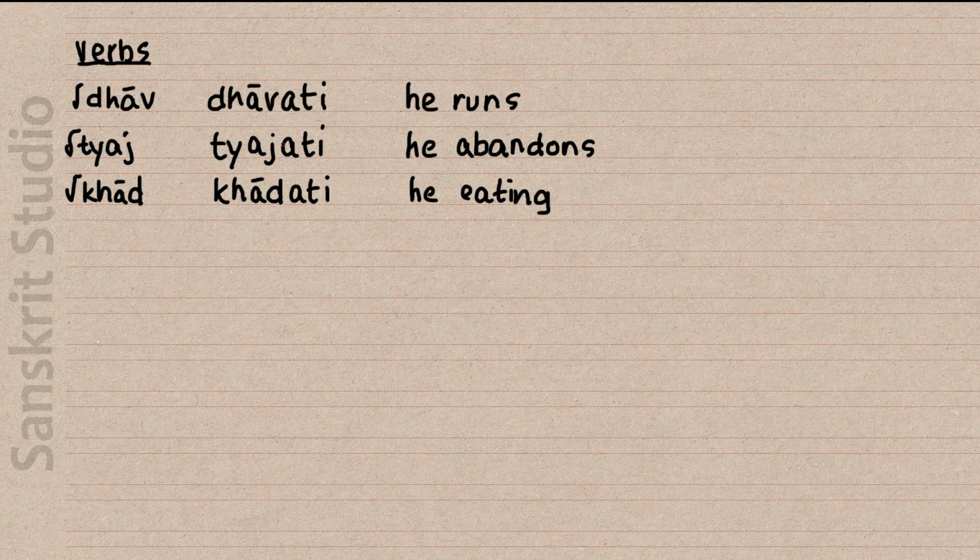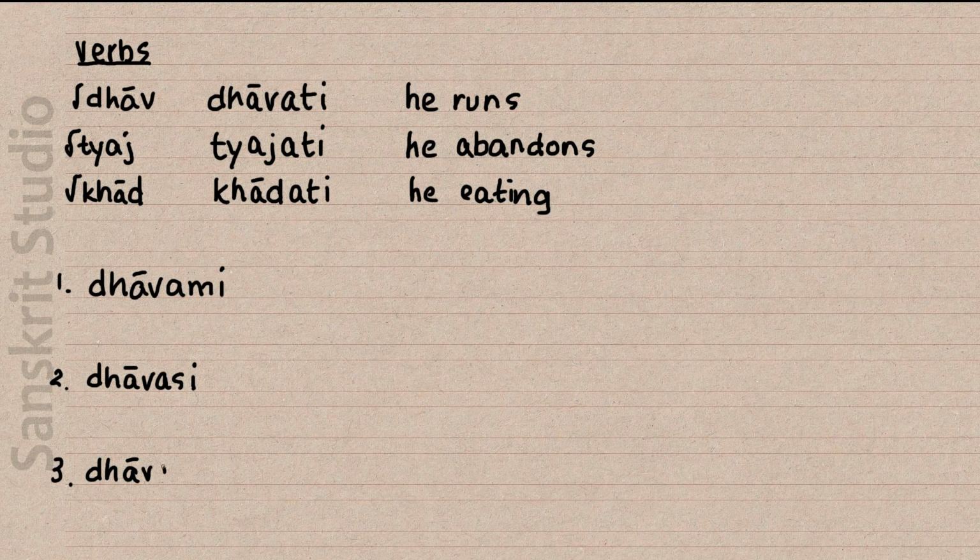Alright, so we have these verbs, and as usual we can provide the different forms for first person singular, second person and third person. So let's say dhāvami, I run. And then dhāvasi, you run. You singular run. And naturally we just repeat this, dhāvati.